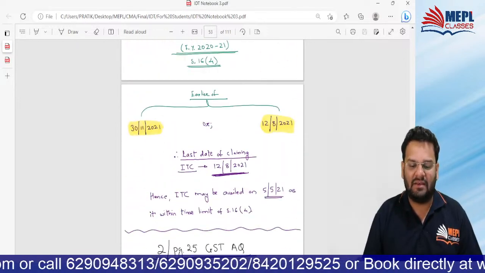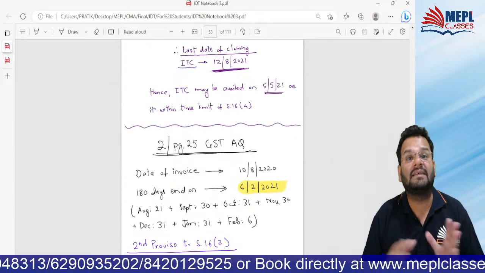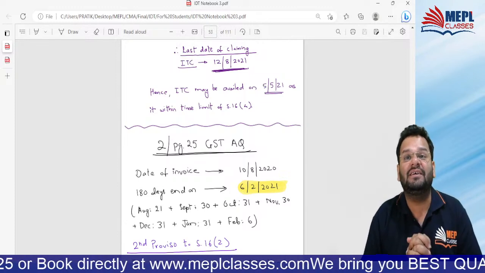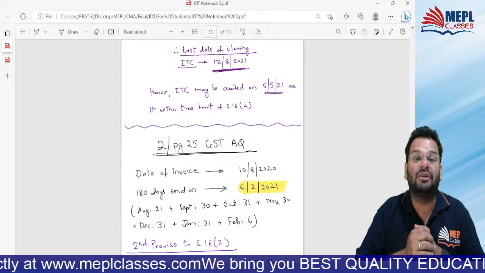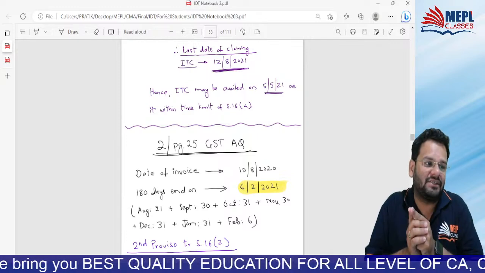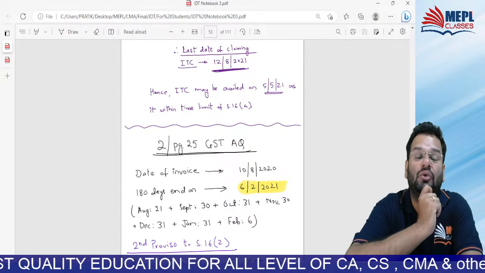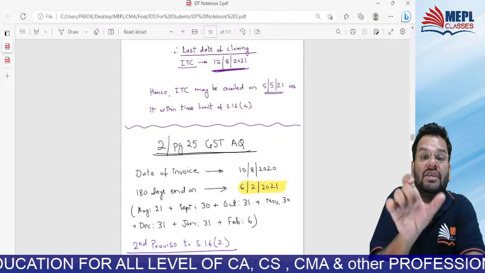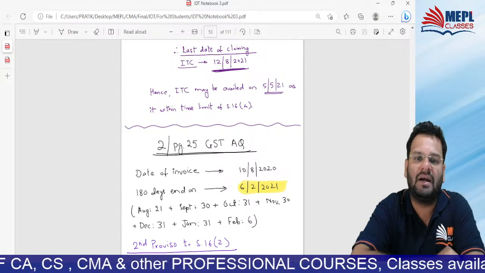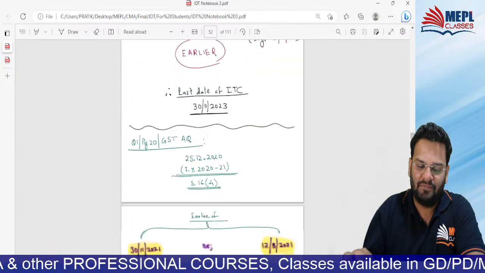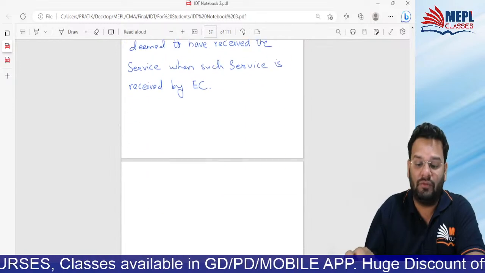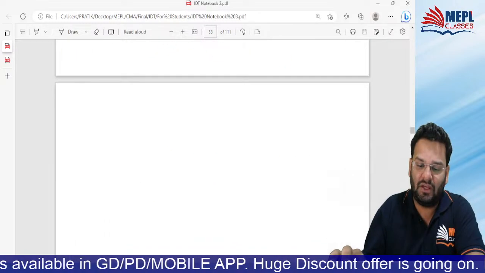And yesterday we have also done the last date of claiming ITC, which was given in 16/4. Also we have seen that if you are purchasing any capital goods, plant, machine, then it is not possible to claim depreciation on the GST element. If you claim depreciation on the GST element, you cannot claim ITC. Isn't it? So this way, we have done till this point. Now we will go ahead and see utilization of input tax credit.